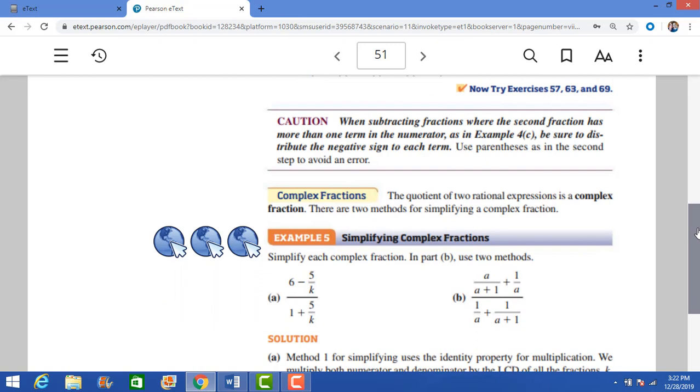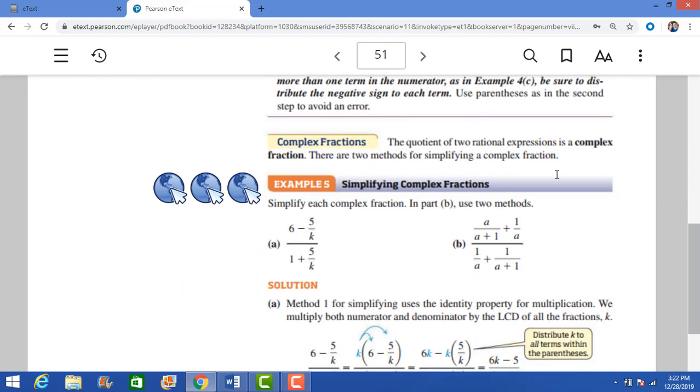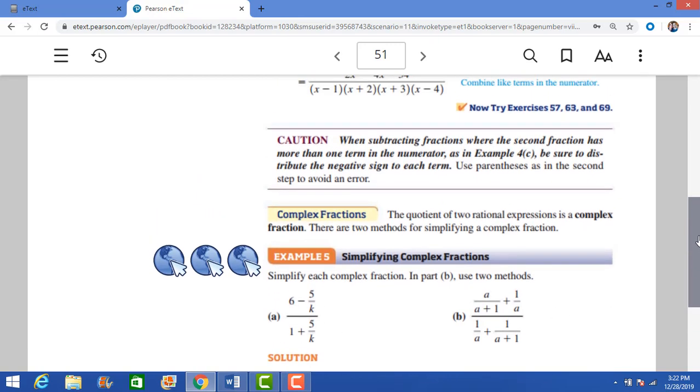Okay, now complex fractions. Well, what if we have something like this? Well, we're going to have to get a common denominator, right? So we can do this a couple of ways.